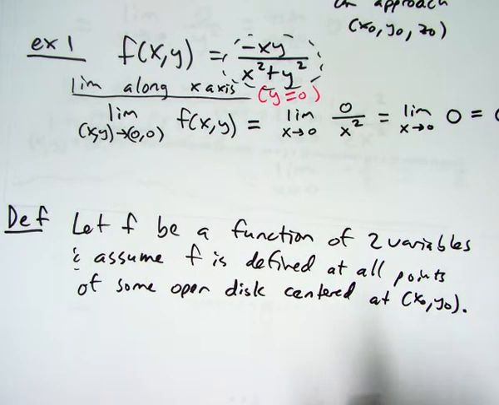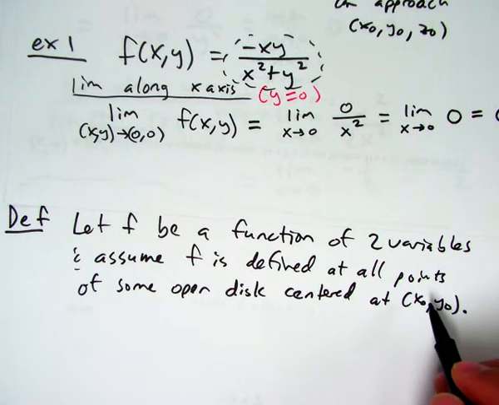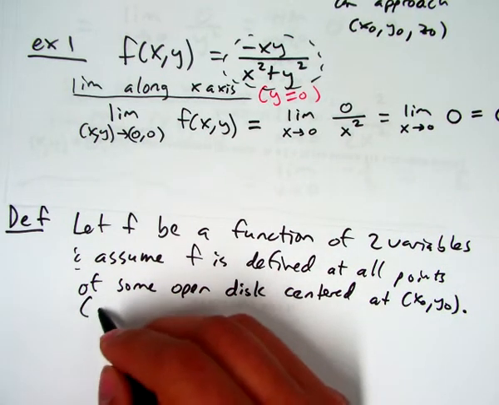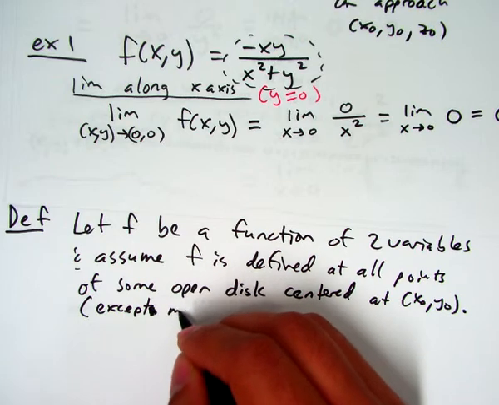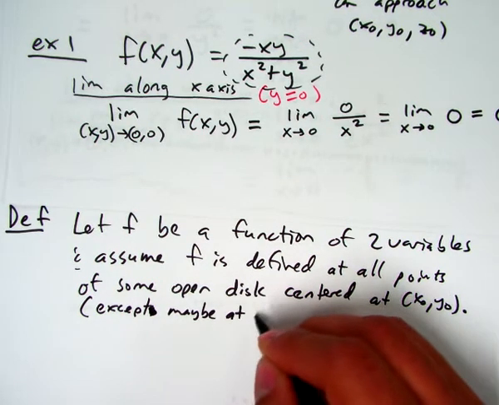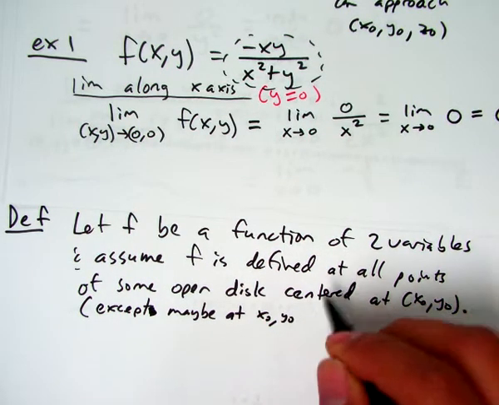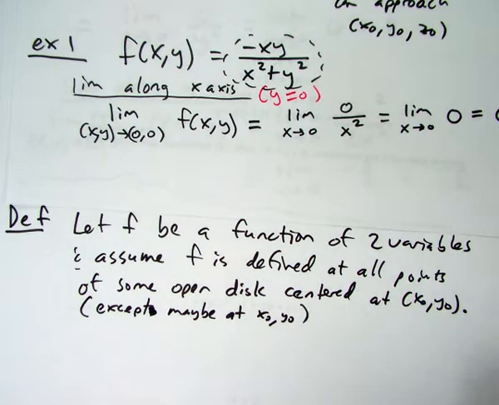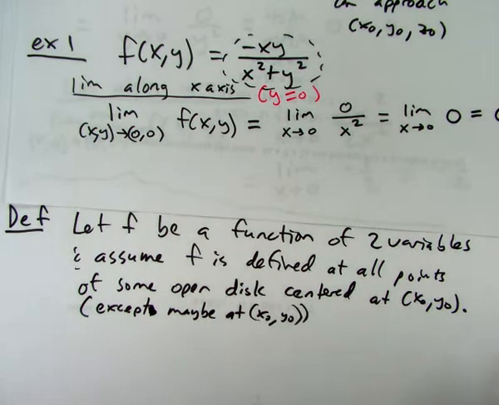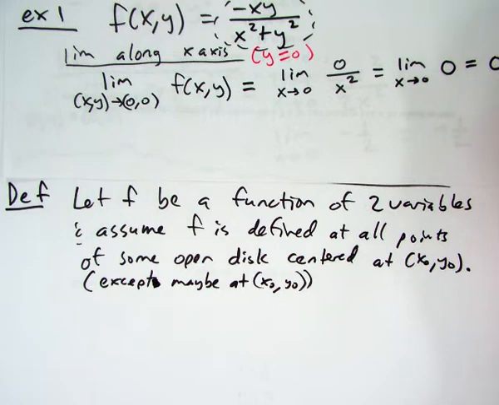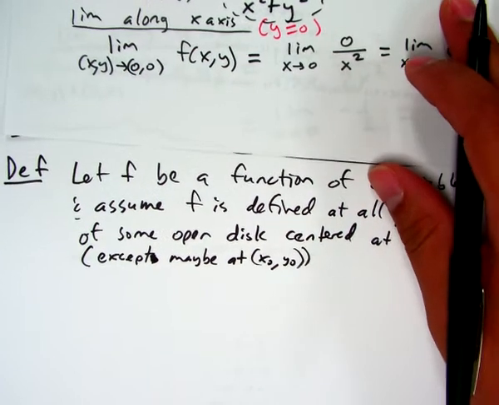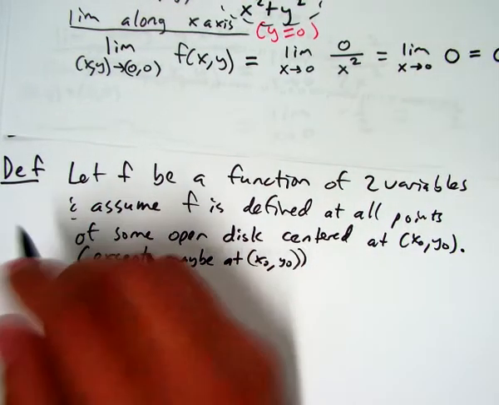And the only thing that we could maybe have is that maybe it's not defined, except maybe at the actual center. We don't need the function to be defined at the point in order to have a limit there. Okay? But it should be defined everywhere else so that we can see what's going on. Then what we say is this.